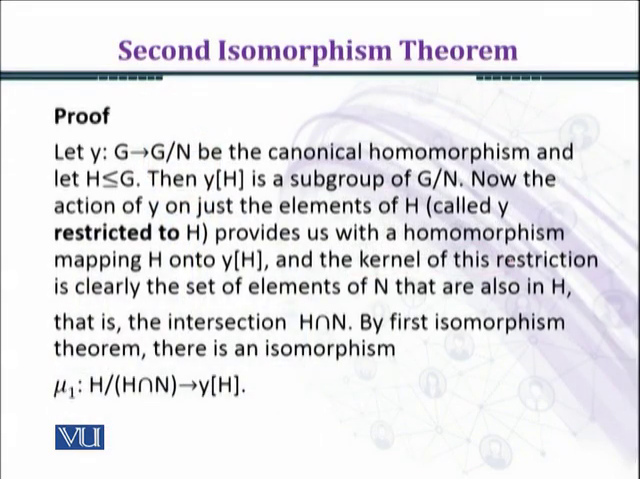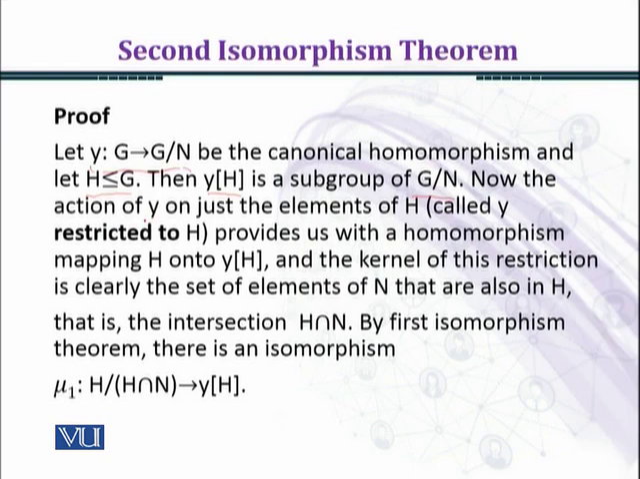Now we prove the theorem. Let Y from G to G over N be the canonical homomorphism and let H be a subgroup of G. Then the image of H under Y is a subgroup of G over N. हम इस थ्योरम को प्रूव कर चुके हैं. If phi is a homomorphism from G to G prime, then the homomorphism would preserve the subgroups. अगर आपके पास H subgroup है G का, तो image of H under phi is the subgroup of G prime. We have already seen this. So by using this result, we can say that YH is a subgroup of G over N.